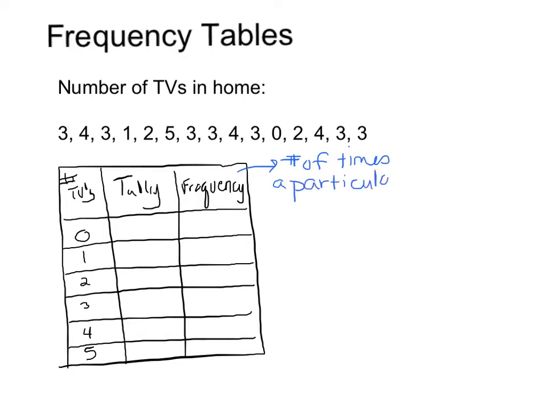So it's the number of times a particular value appears in a set of data. And we can determine this pretty easily by creating what's called a frequency table, or sometimes a tally table. So what that means is I basically create a chart where I have the values in the first column, I put tally marks in the second column, and I write the frequency based off of my number of tally marks in my third column.